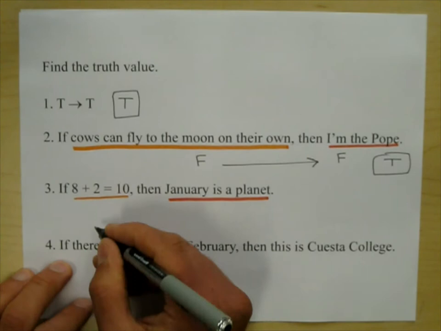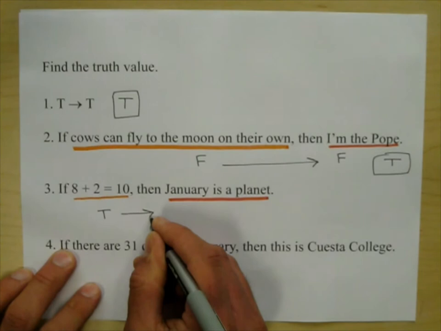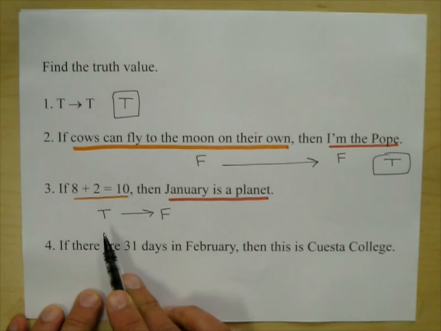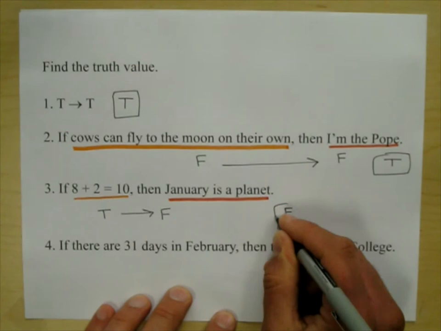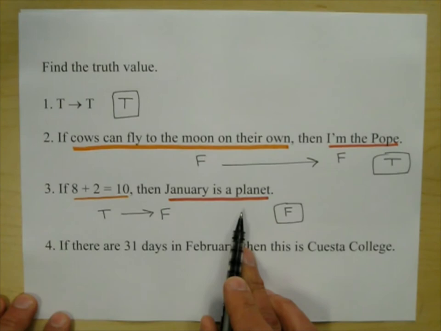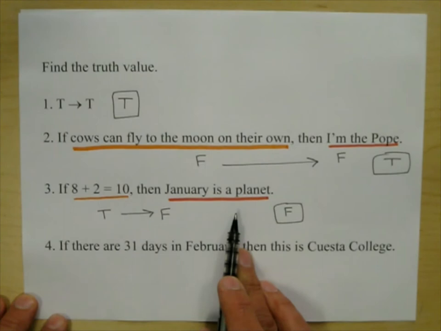Then we replace the then with an arrow. Then January is a planet. Well, that's false. So you can look back on that truth table, but this is the one time where we end up getting a false. If true, then false equals false. So that is a false statement. If 8 plus 2 equals 10, then January is a planet. And once again, you're sitting there going, man, I would never say this to my friends. Well, you might if you want them to leave and you're getting sick of them. But this is what usually happens in the logic class. You have these weird statements.